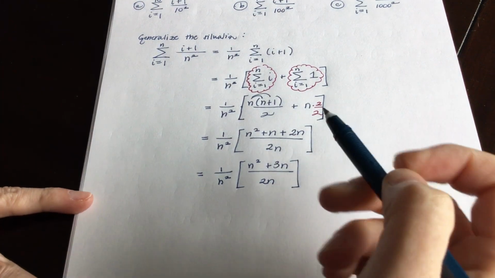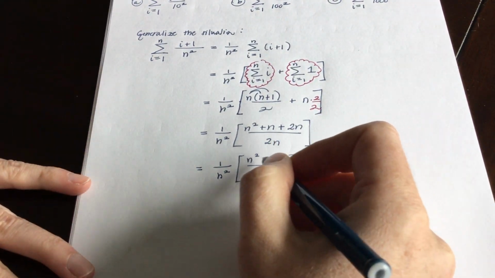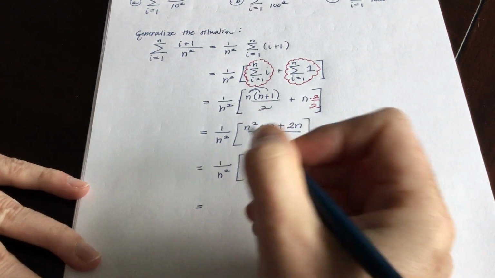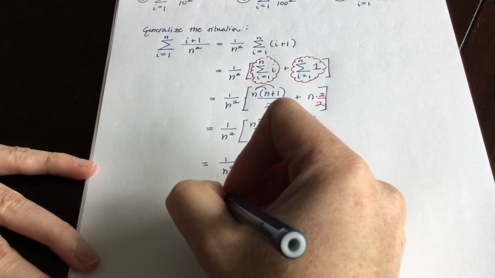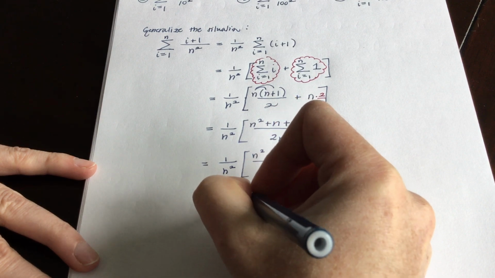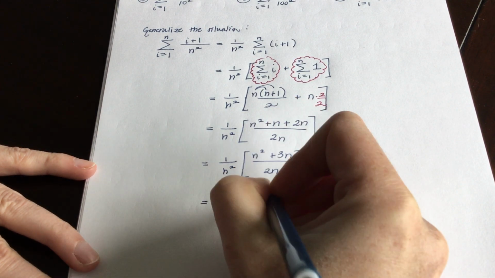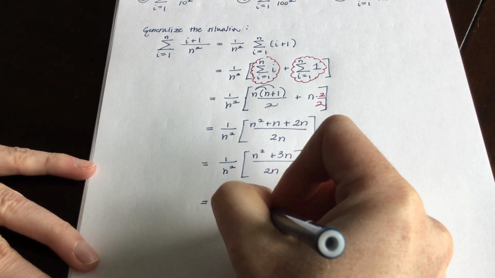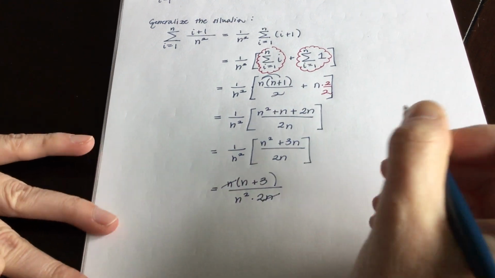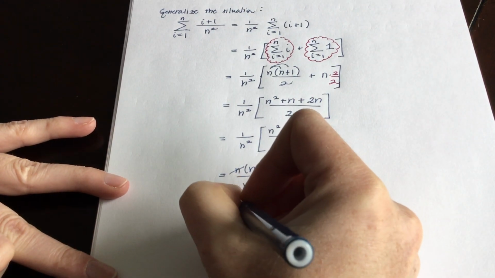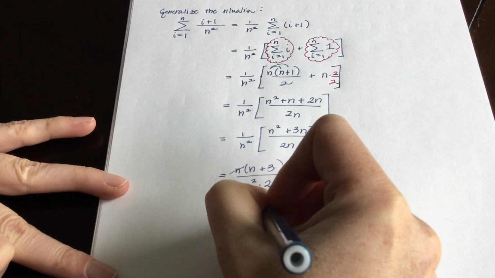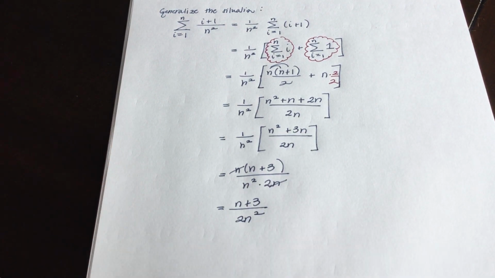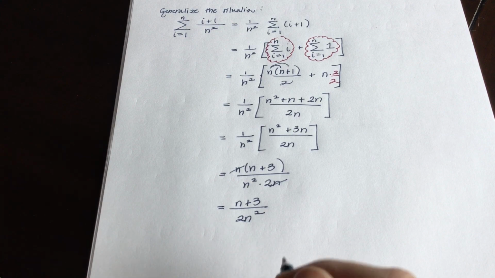Okay. And now that I've got this simplified, you could always refactor this and cancel one of the n's out. So let's say we did that. So I'd have n times n plus 3 all over, I don't know, whatever, n squared times 2n. And then these n's could cancel out or divide out and be 1. So then you'd have n plus 3 over 2n squared. There we go. Okay, so that was a ton of symbol pushing.